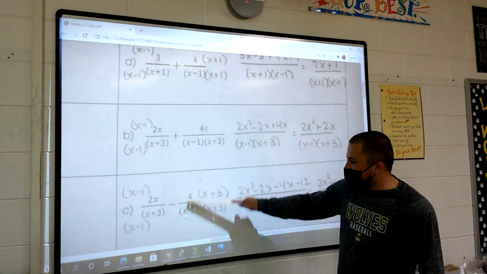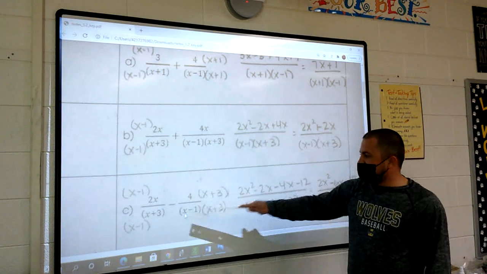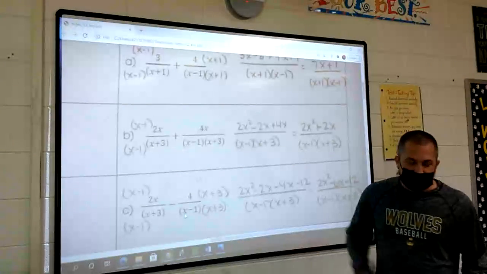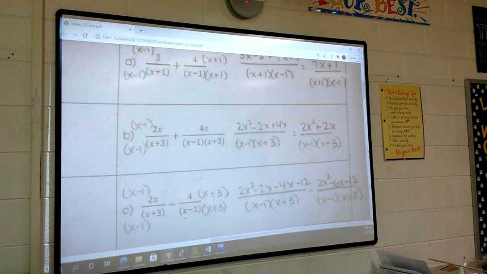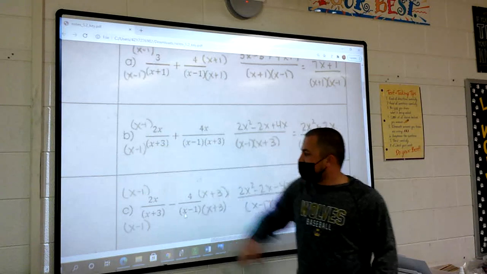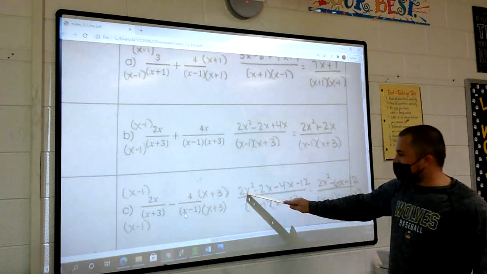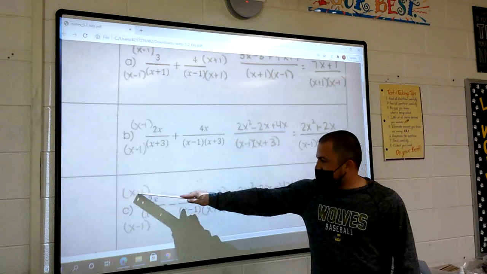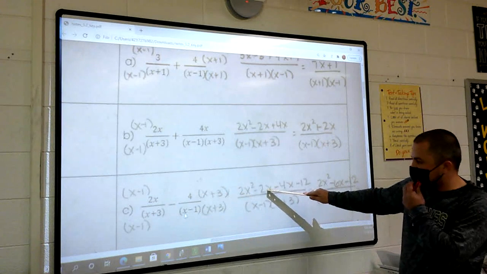This fraction over here had the x minus 1, so it's missing the x plus 3. So again, we're going to multiply. We did 2x times x minus 1 up here, so it's the same thing. 2x times x is 2x squared. 2x times negative 1 is negative 2x.